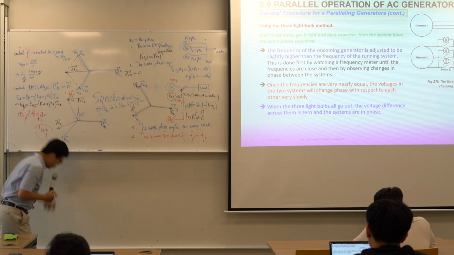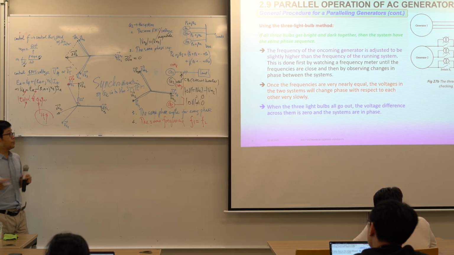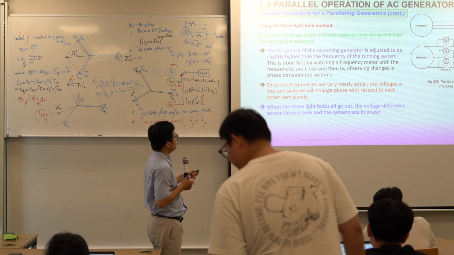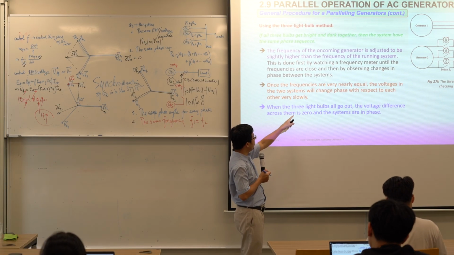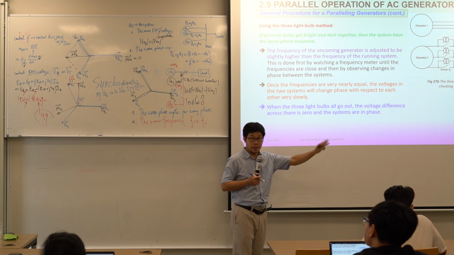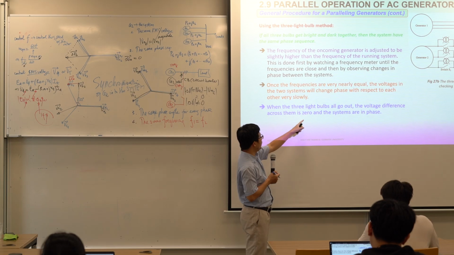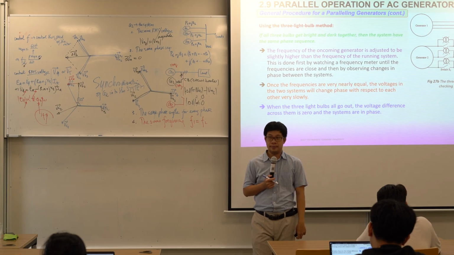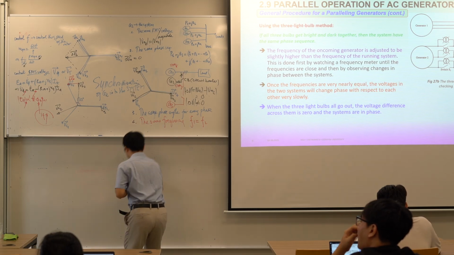The easiest way is to use three light bulbs. You can read this one for yourself; I just give you the conclusion. When the three light bulbs go out, that means light off, the voltage difference across them is 0, and the systems are in phase.